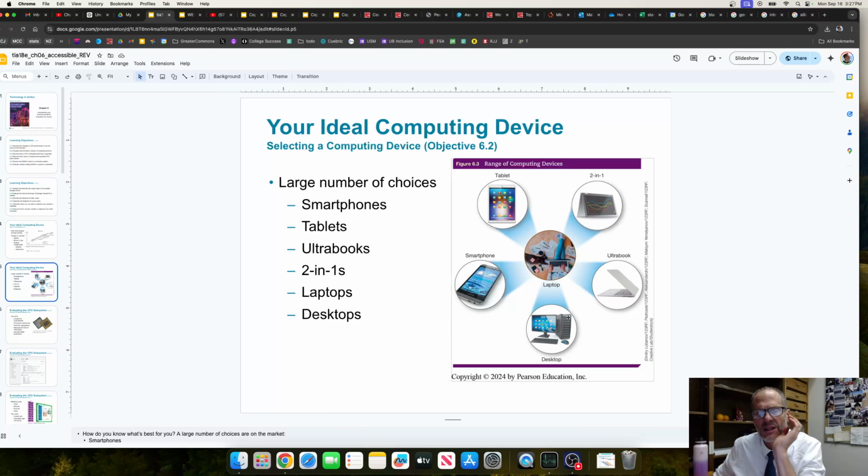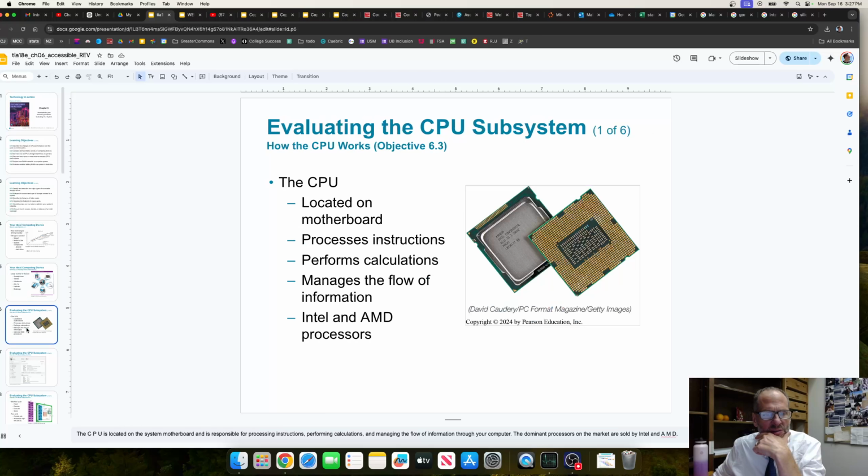So volatile means that when the power goes out, whatever was stored in those areas of remembering inside of a computer is forgotten. It's volatile. Non-volatile means that when the power goes out on the device, whatever is stored will be remembered. That's non-volatile storage. But these are all different computing devices. Now we're going to talk about the CPU.